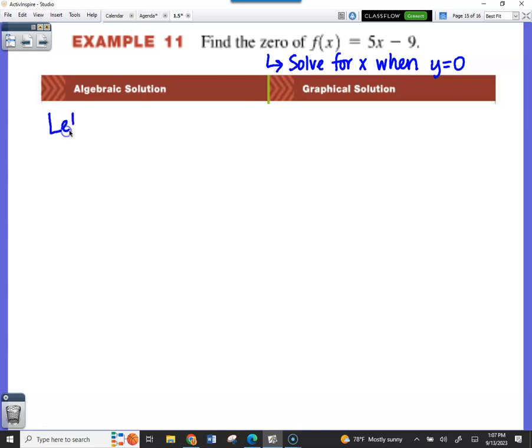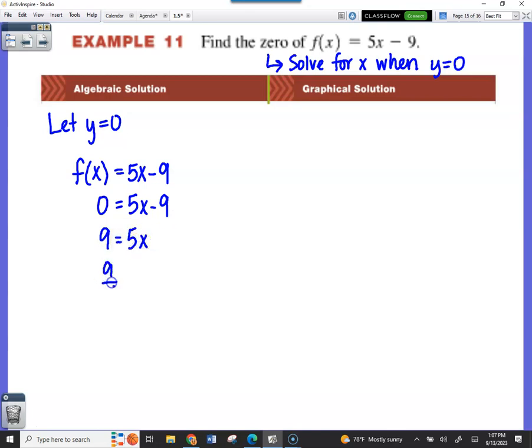The algebraic way would be let y equal 0, which means you have f of x. Right, that was the function. I'm going to change f of x, because that's y, to 0. And I'm going to solve. Add 9, divide by 5. Right? Which means it has the x-intercept of 9/5, comma 0. Because I plugged 0 in for y, I found x.